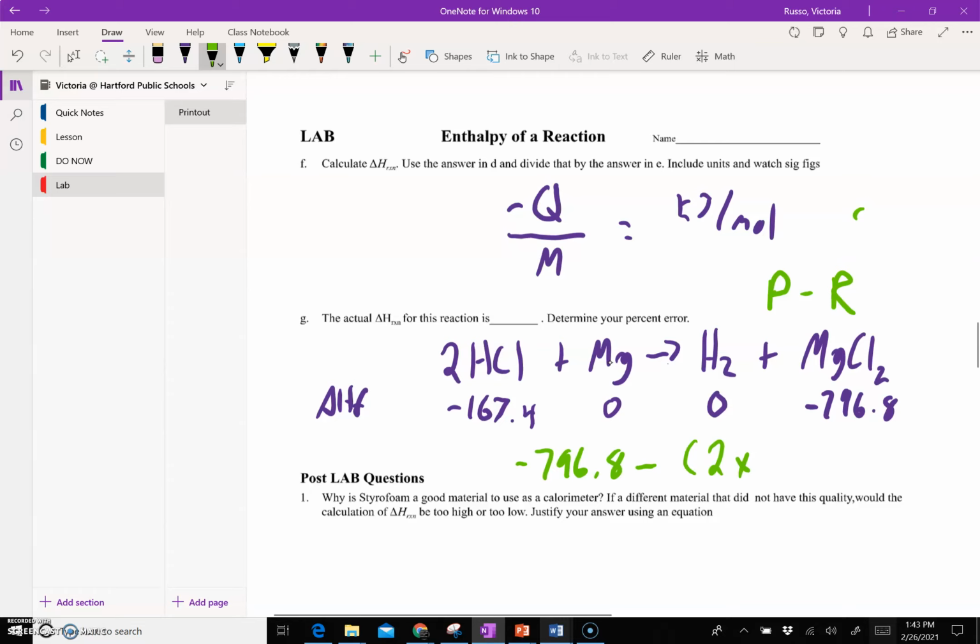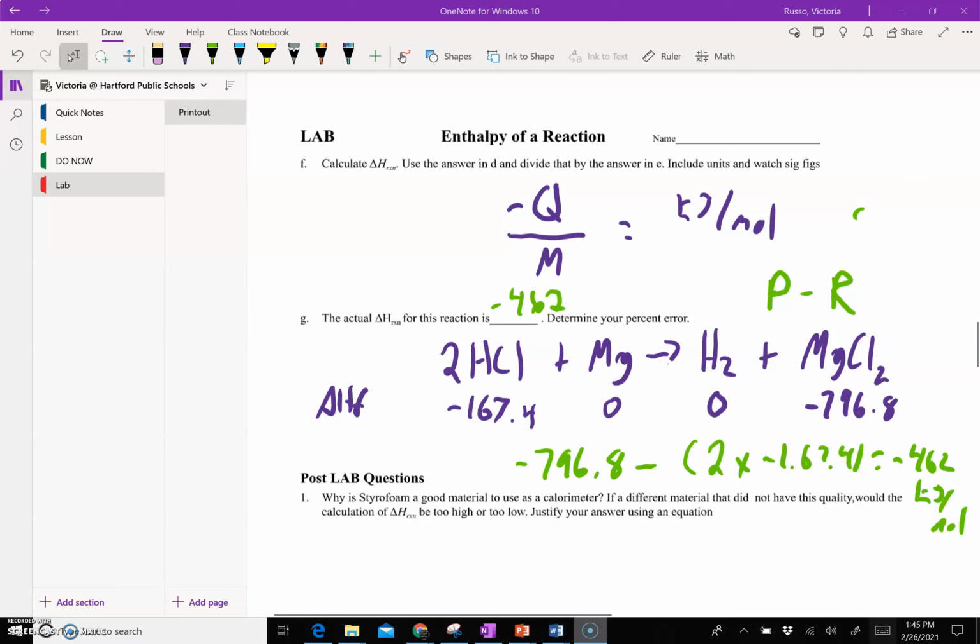So times negative 1.674, and when I do this math, I get negative 46.2 kilojoules per mole. So that's going to go in here. And you should calculate your percent error to see how well we did, and we probably did not do very well. Well, I did not do very well.